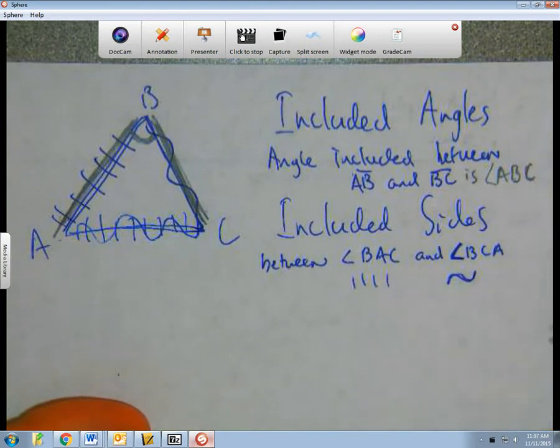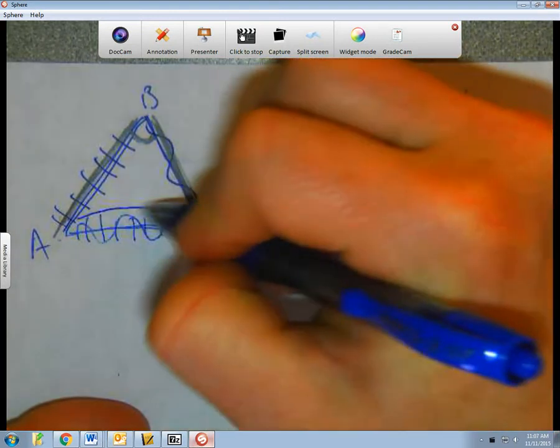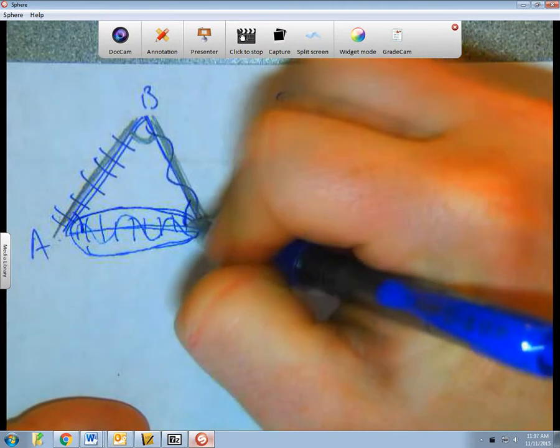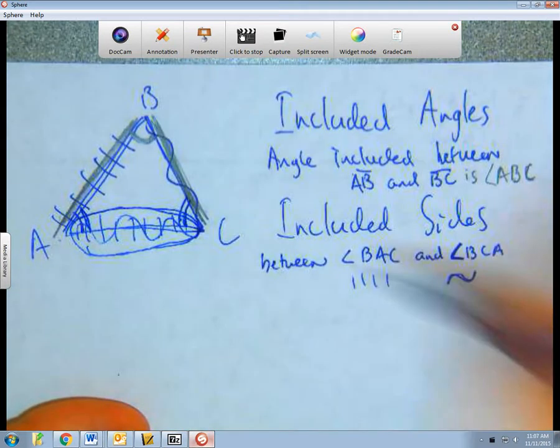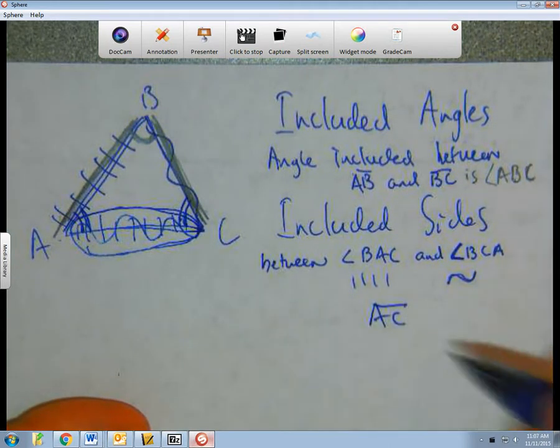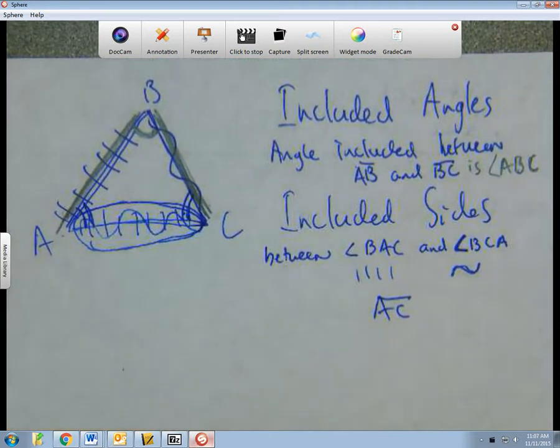Okay, so that's the wavy part. Where do those two things overlap? Right here. So we're talking about this angle and this angle. I'll double those up. And the side included in between those two things is AC. Okay. So we will work through some of that stuff on the other side. So included sides, included angles. The next piece of the puzzle has to do with angles.